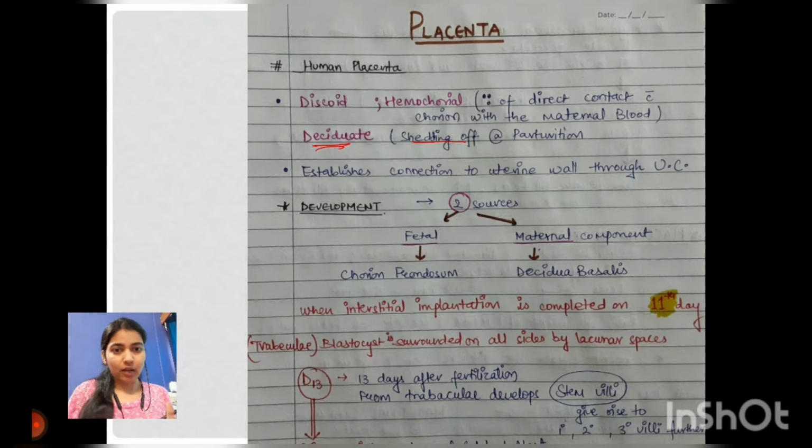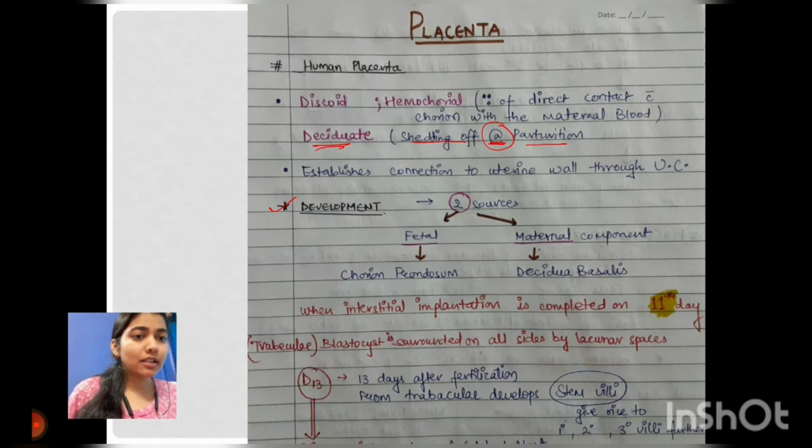Human placenta is discoid, hemochorial, and deciduate. Discoid means disc-like, hemochorial because the chorion is in direct contact with the maternal blood, and deciduate because of shedding off at the time of parturition. It establishes the connection to the uterine wall through the umbilical cord. It is developed from the two sources we have discussed already: fetal chorion frondosum and maternal decidua basalis.